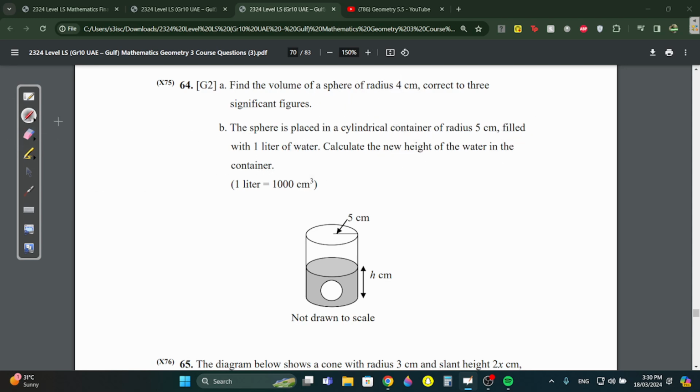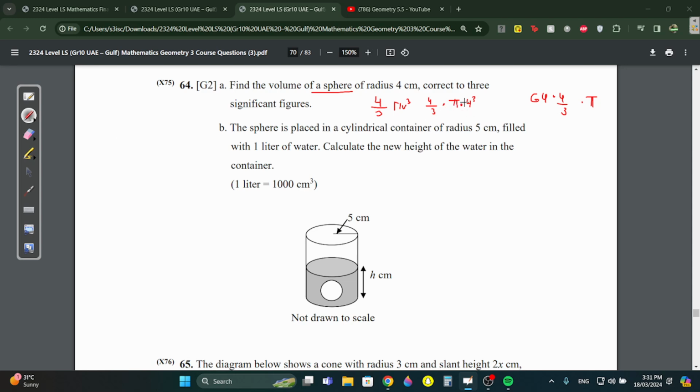Anyways, it's really easy. Find the volume of a sphere of radius 4 centimeters. The volume is 4 over 3 pi r cubed, so 4 over 3 times pi times 4 cubed. Let's do it. It will be 64 times 4 over 3 times pi, because 4 cubed is 64.